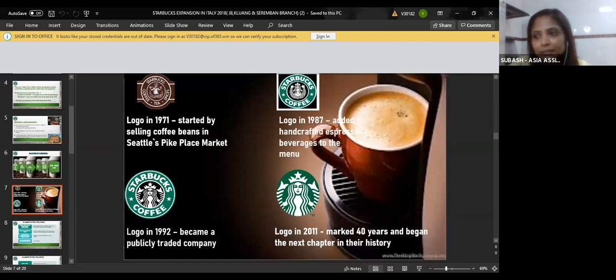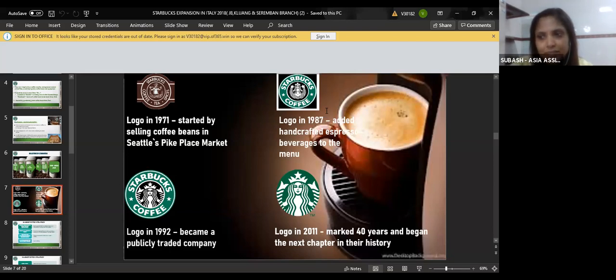And after that, their logo was mostly inspired by the sea, featuring a twin-tailed siren, a woman, or it's like a mermaid, who sings to mesmerize and attract sailors. It's from Greek mythology. And so the Starbucks logo looks like this. And at this year, they added handcrafted espresso beverages to the menu.